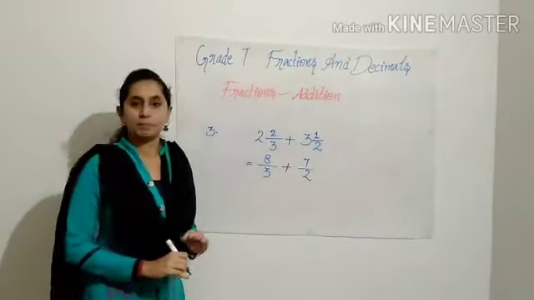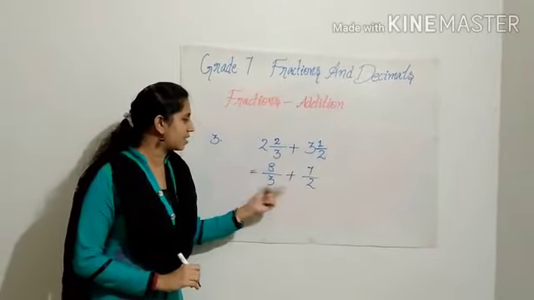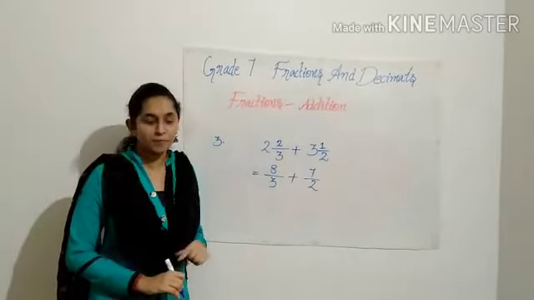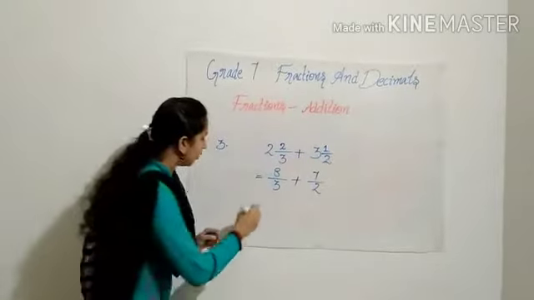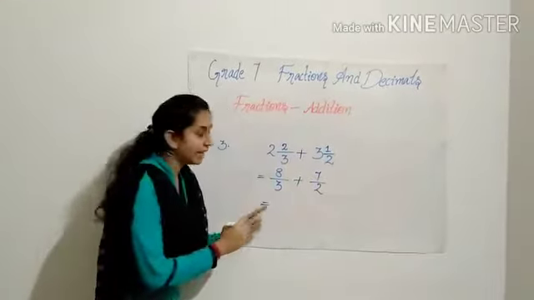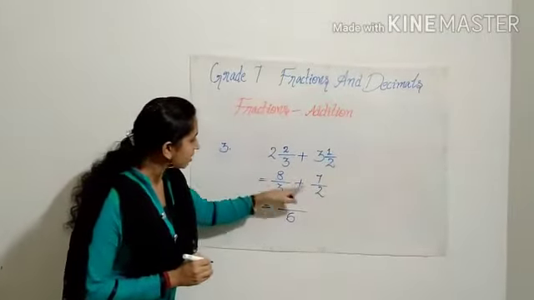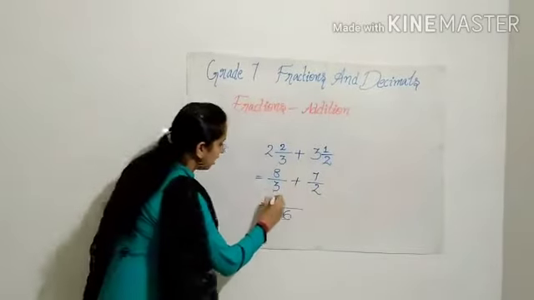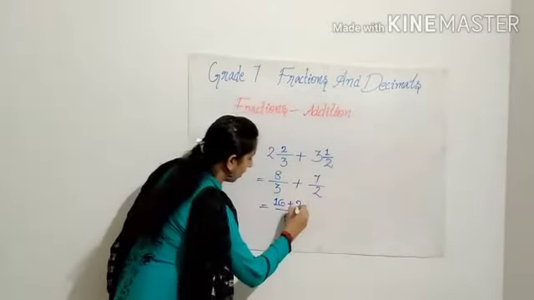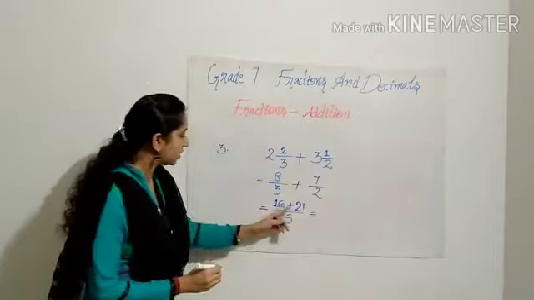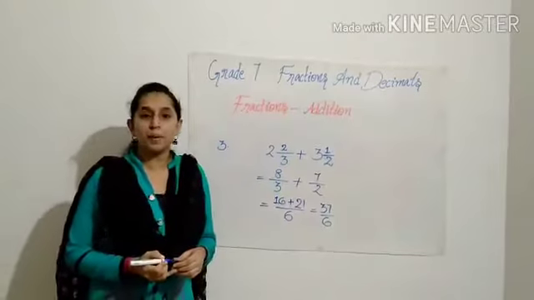Now it is in proper condition now. We can add now. And here this question is similar to the first question we discussed today. They are co-prime to each other. That means you can cross multiply and find the answer very easily. Denominator will be 3 into 2, that is 6. And numerator 8 into 2, 16. Plus 7 into 3, 21. And on adding we get 37 by 6. That is how to add two mixed fractions.